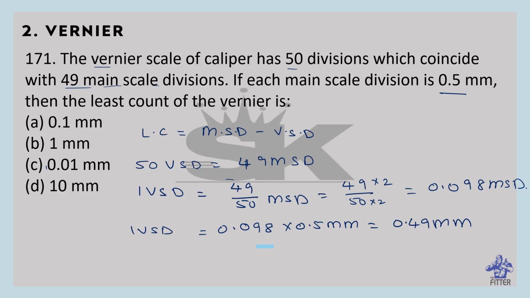So the formula: least count equals main scale division, 0.5 mm, minus 1 VSD, right? So here 1 main scale division is 0.5 mm and 1 vernier scale division is 0.49 mm. So the least count is 0.01 mm. So option C, right?